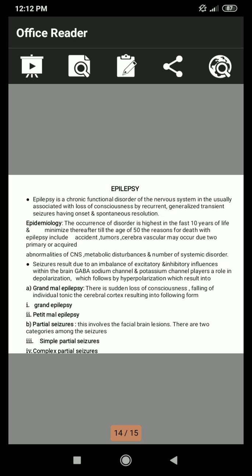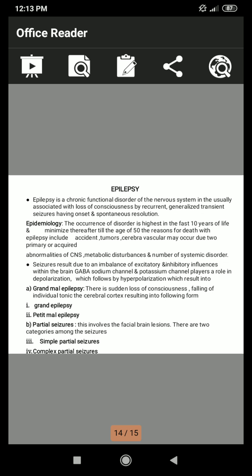Seizures result due to an imbalance of excitatory and inhibitory influences within the brain. GABA, that is gamma-aminobutyric acid. Sodium channels and potassium channels play a role in depolarization, which is followed by hyperpolarization, which results in the efflux of intracellular ions, for example calcium. These bursts of action potentials are the originating effect of a seizure.